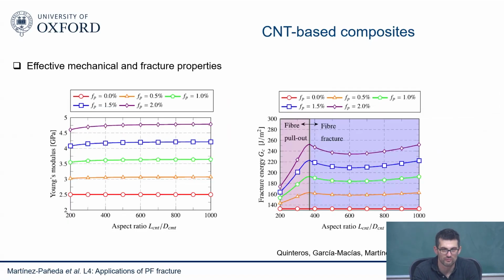If anyone is interested, you can find the details in the paper. But we're not running any sort of phase field simulation for the time being. We just, for different volume fractions of carbon nanotubes, different aspect ratios, we're seeing how this changes the Young's modulus and fracture energy. And of course, certain aspect ratios will favor this fiber pull-out mechanism versus the fiber fracture mechanism.